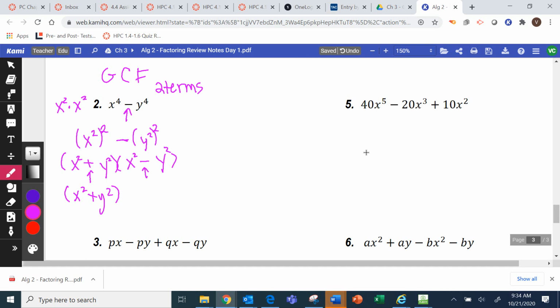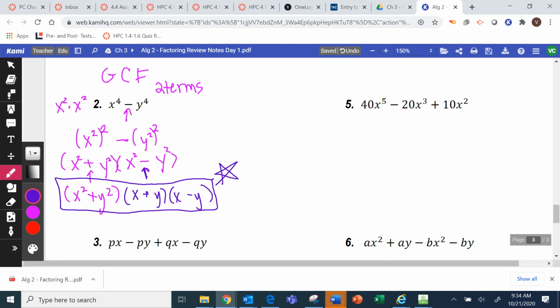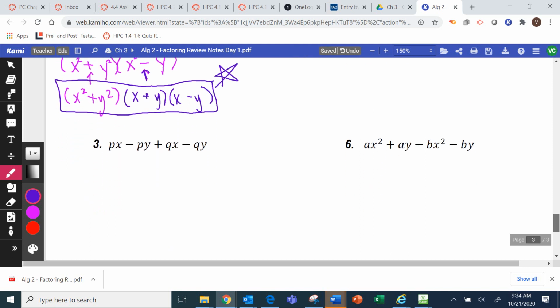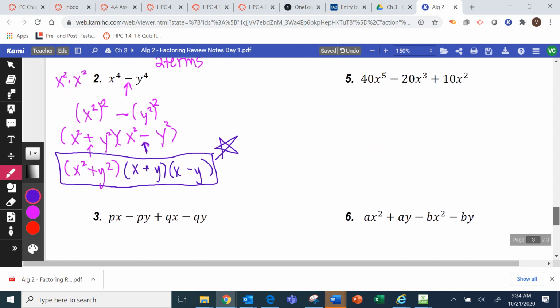And they are already written as perfect squares. So this second part becomes 2 parentheses, 1 plus and 1 minus. X and y, x and y. You see how that went and went? That one went further. That's maybe the trickiest kind. I'm out of time. We didn't get through all those, but that's okay.